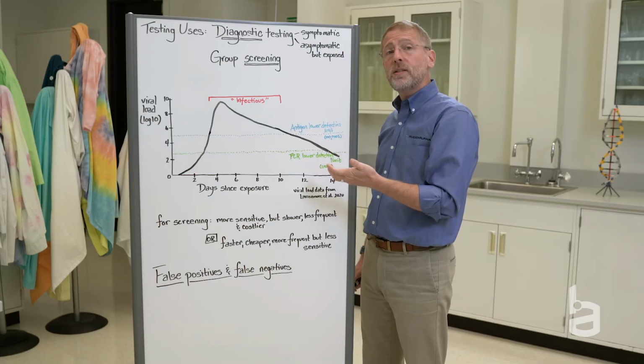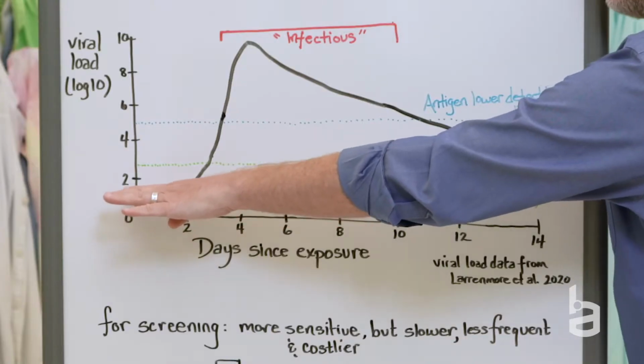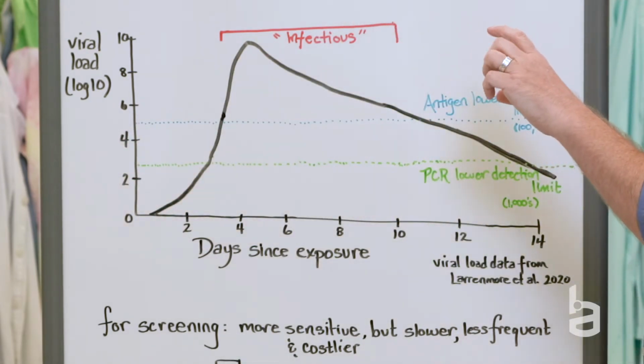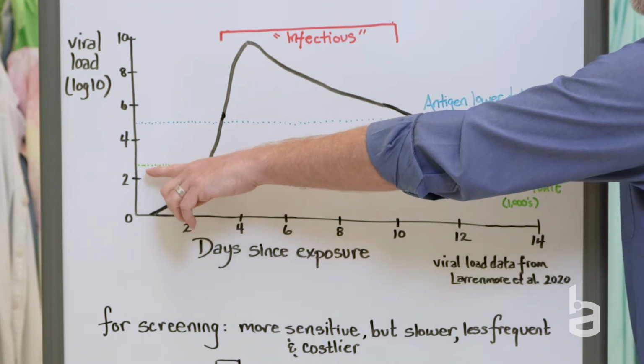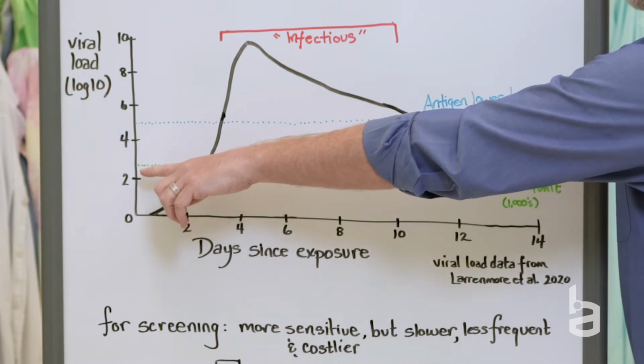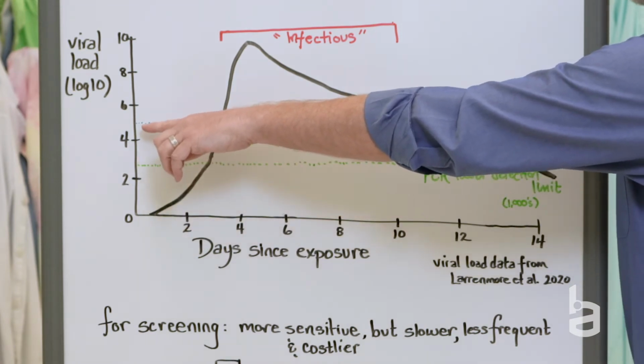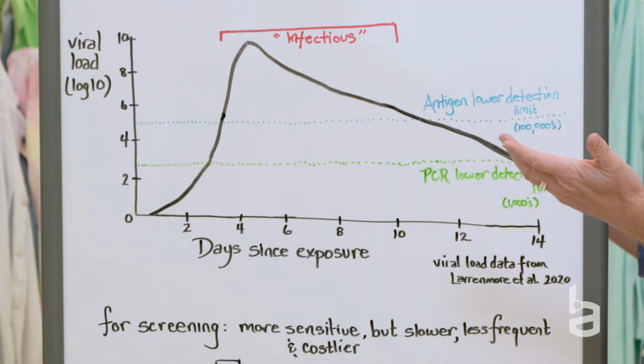And you're going to see that this is a log base 10. So every time I move up a number, I am increasing by a factor of 10. So 2, I'm talking about hundreds of copies. 3, I would be talking about thousands of copies. 4, I'd be talking about tens of thousands of copies.